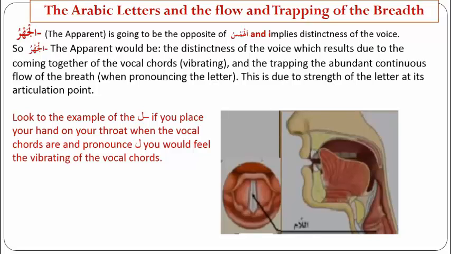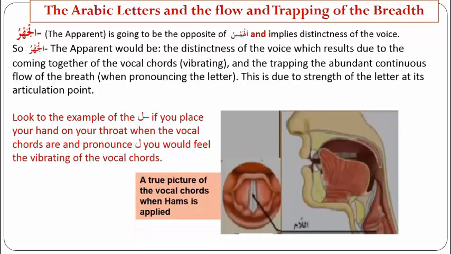If you place your hand on your throat where the vocal cords are, and pronounce lam, you will feel the vibrating of the vocal cords. Try it. Al, al, al. Okay? A true picture of the vocal cord when jahr is applied. Actually, if you see the picture the Sheikh was showing of the vocal cords, you could see the quick movements when the letters are pronounced. It moves very swiftly and it is very close together. Okay, so that is important to pay attention to.